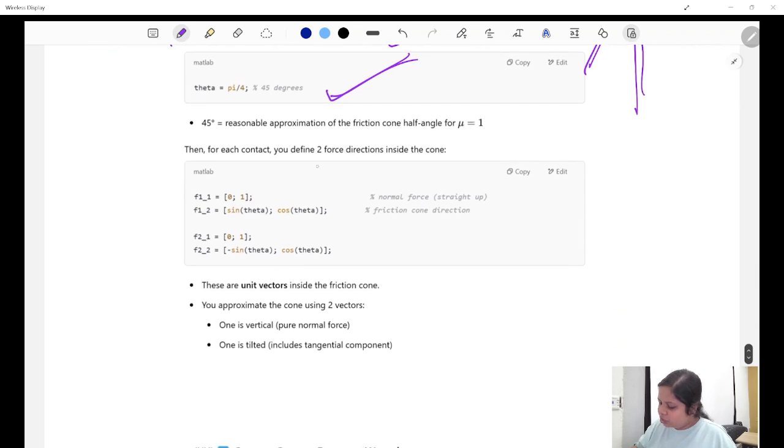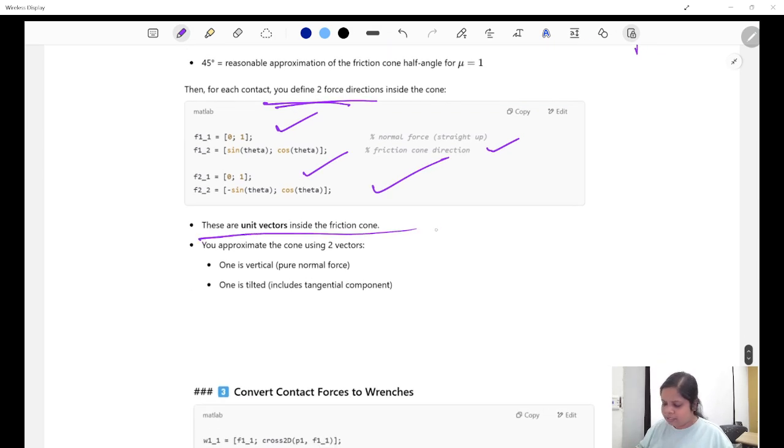And for each contact, we need to define two force directions inside the cone. Okay, one is the normal force and one is along the friction cone. Here also one is the normal force, one is along the friction cone. These are the unit vectors inside the friction cone. So one is pure vertical, which is a pure normal force. The other is tilted, which includes a tangential component, and it is the allowable tangential component. Not any value can be taken.